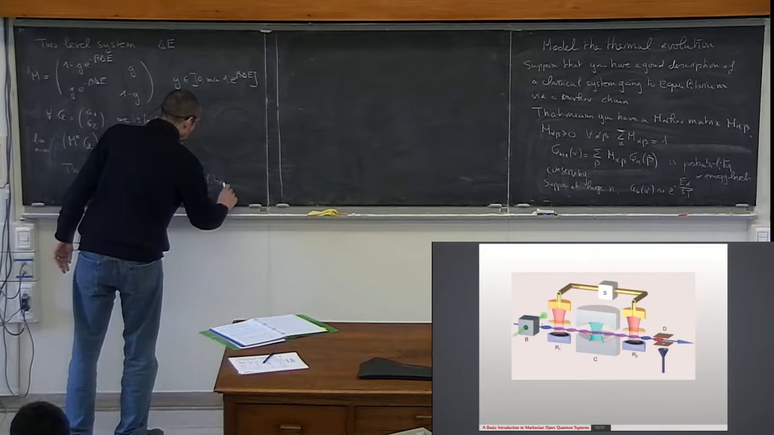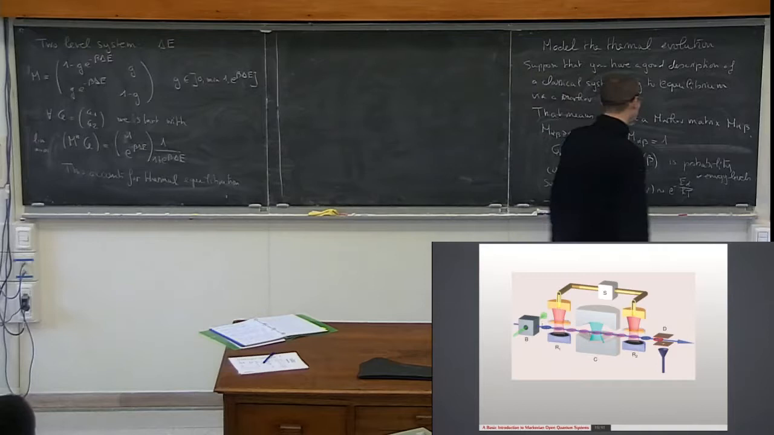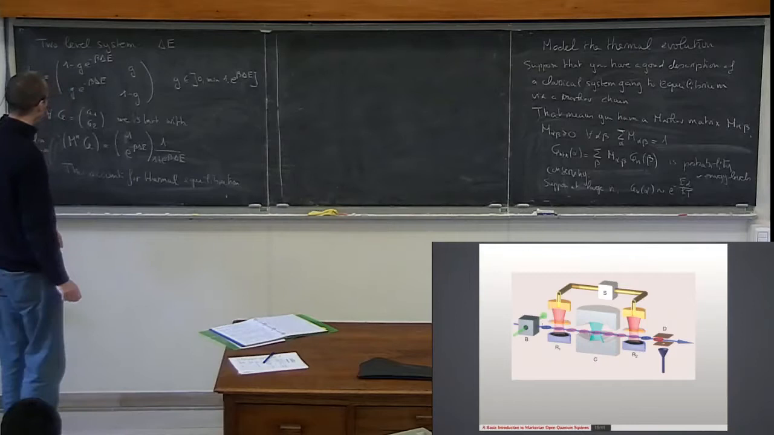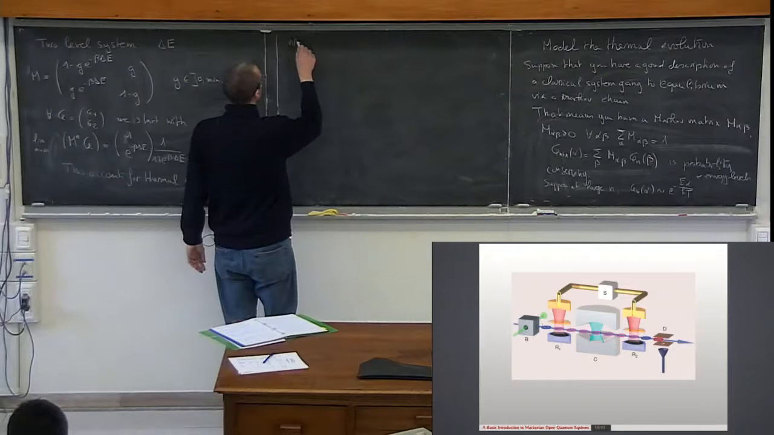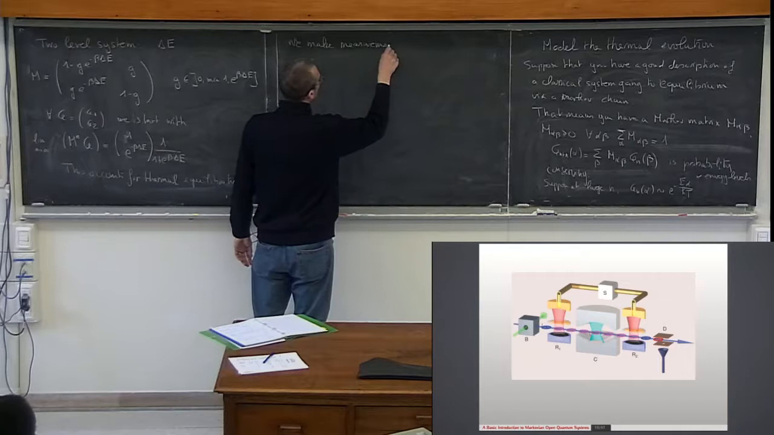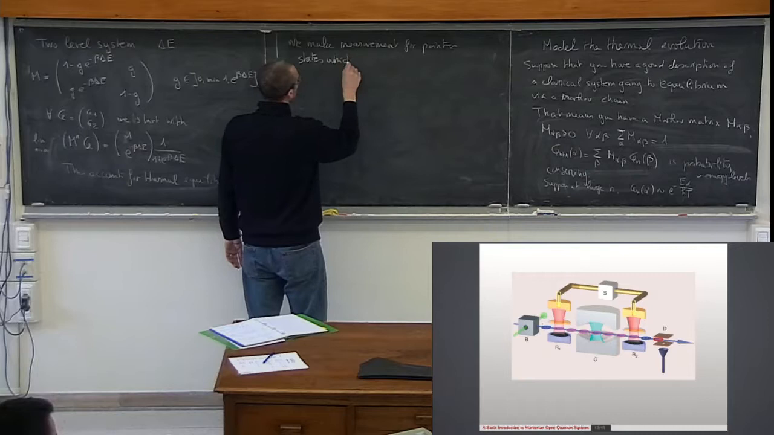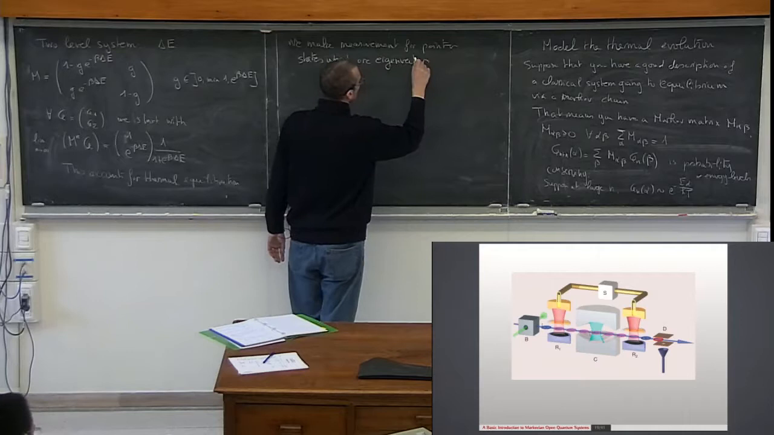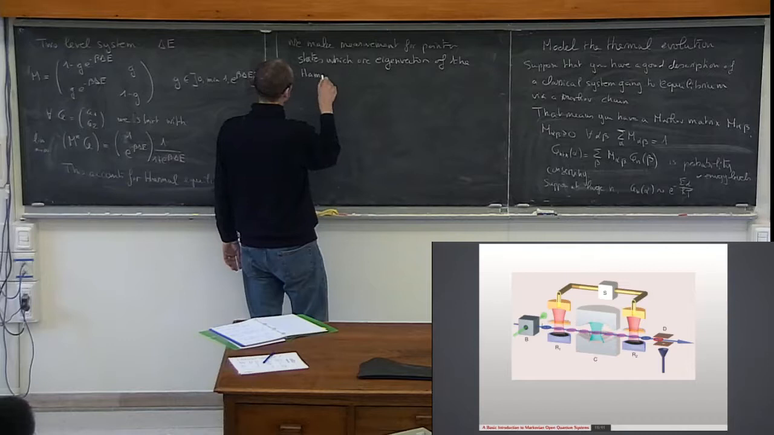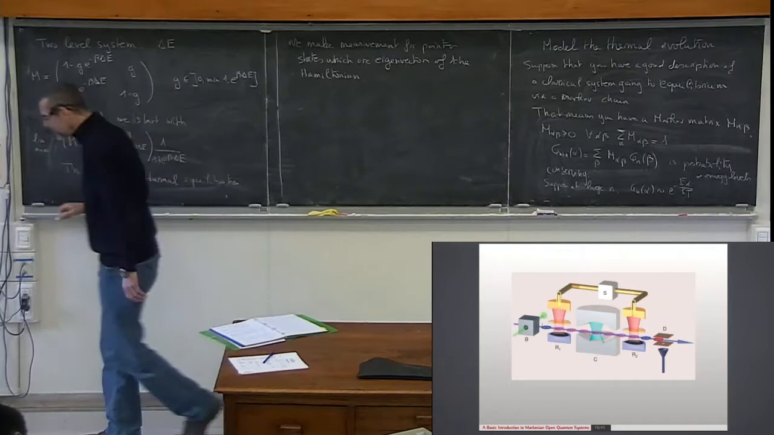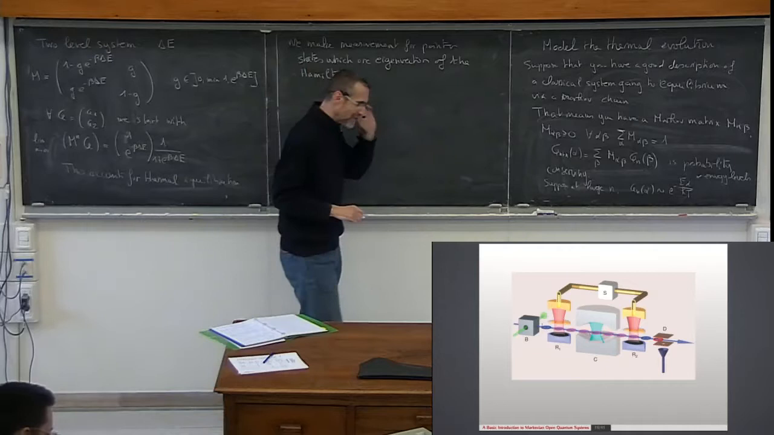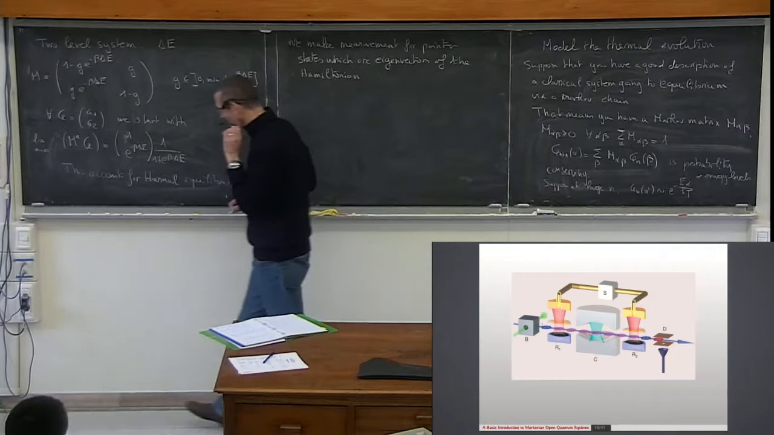Now we want to make our measurements on the Rydberg atoms, and so what we need are diagonal matrices. We decide that we make measurements in this basis, so we make measurements for pointer states which are eigenvectors of the Hamiltonian. This is a choice. You could also do measurements with respect to pointer states which are not the eigenvectors of the Hamiltonian, and then things would be quite different, in fact, and the interpretation is very unclear.